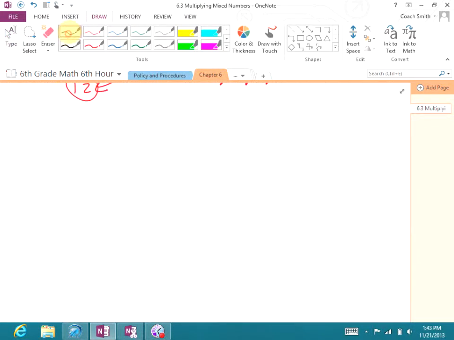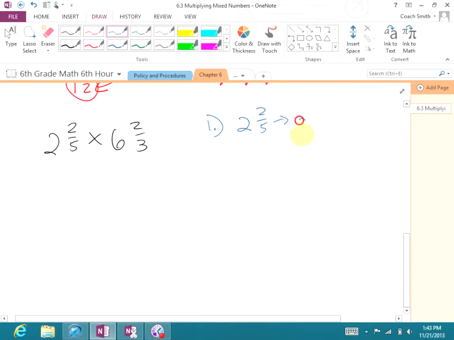All right, let's do another mixed number. We've got 2 2/5 times 6 2/3. Okay, so the first thing is to change it to improper fractions. So step number 1, change it to improper fractions. So 2 2/5, I would take 2 times 5, which is 10, and then I would add 2 to that, which would make it 12. And that would be 12 over 5. So that's my first improper fraction, 12 over 5.